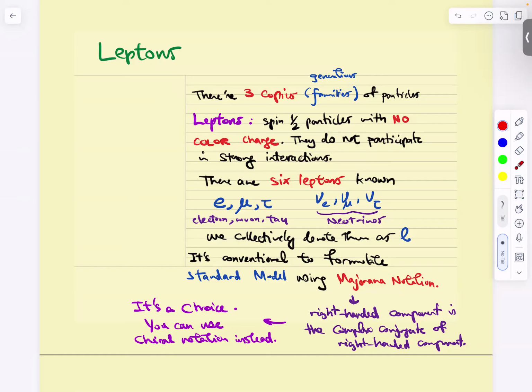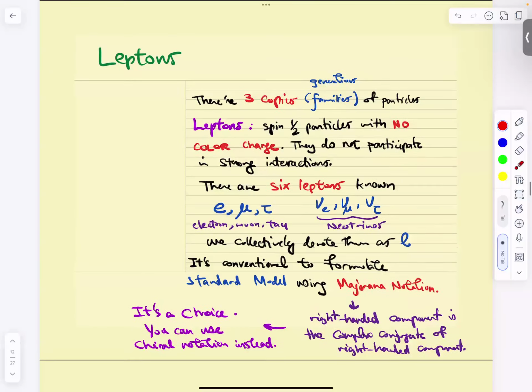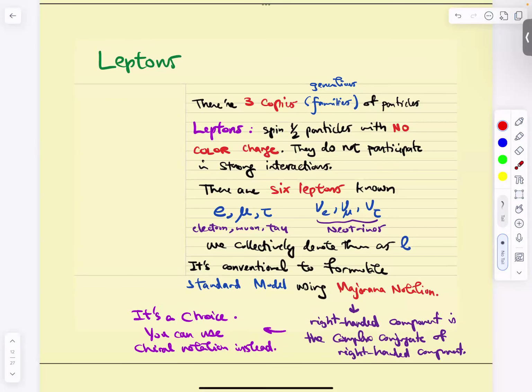One little warning, Srednicki and Peskin use chiral notation, for other reasons, I can tell you why. A lot of particle physics textbooks actually use Majorana notation, but it's a choice. All right, so I'll review that now. Oh, actually, before saying that, so these are the leptons, 6 leptons.